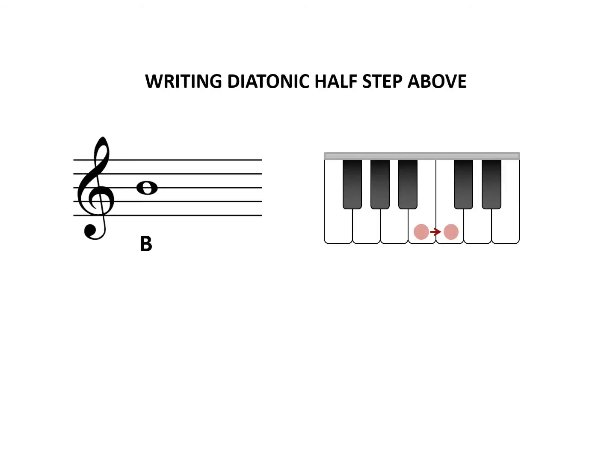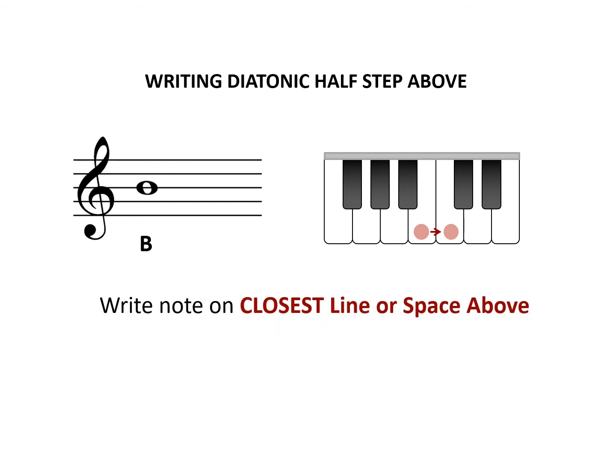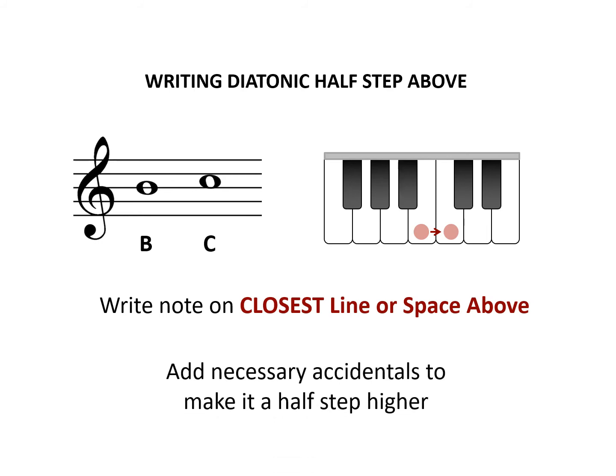To write a diatonic half step above a note, we'll need to draw a note on the closest line or space above it. The next step is to add necessary accidentals to make it a half step higher. But here we don't need anything because B to C is already a half step.